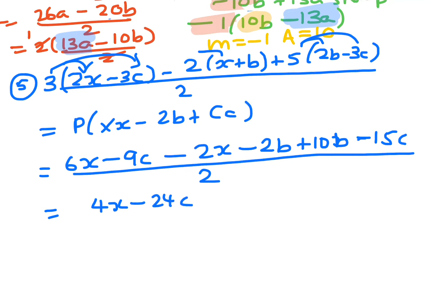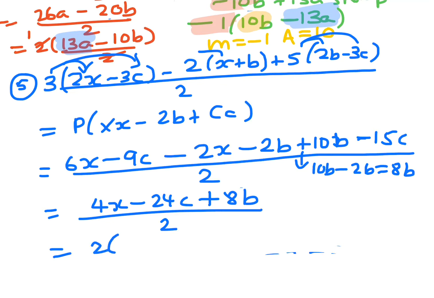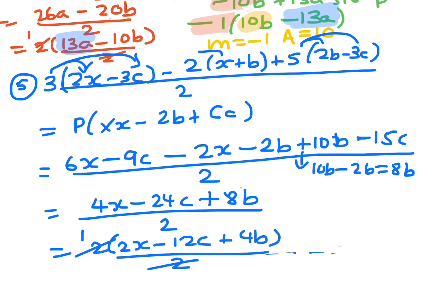And what else do we have? And then we have plus 8b, because that's 10b minus 2b is 8b. Just realise that minus 2 plus 10, which is 8, is the same as 10 minus 2. You can swap them around, okay? So as long as it keeps its same sign, you can actually swap things around to your convenience. So that's 8b. All right, that is all over 2. Now I've got to factorise, so you get 2x minus, because I can't simply cancel, 12c plus 4b all over 2. 2 goes into 2 once.